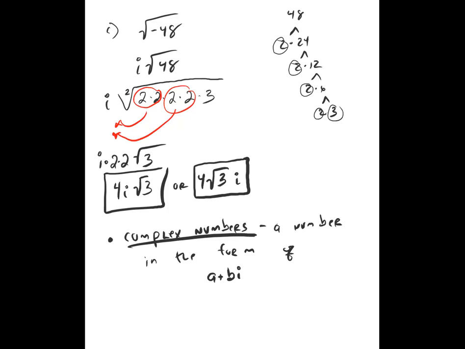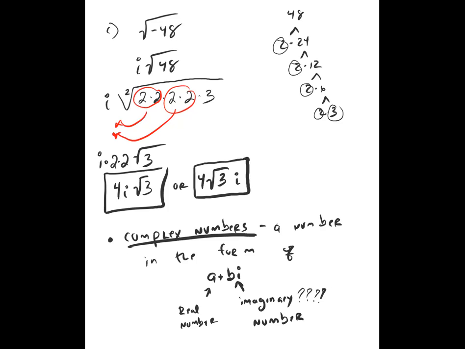Where this is a real number and this is an imaginary number. Imaginary, that's very interesting, right? And this is really what this chapter is all about. This chapter is about working with complex numbers, so imaginary numbers.